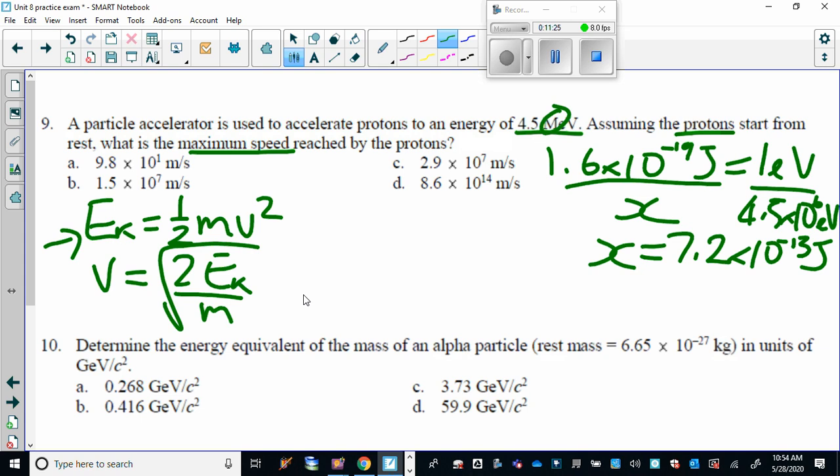And once you have that value, you can plug it into the formula, multiply by 2, divide by the mass of a proton, and that will spit out the answer 2.9 times 10 to the 7.